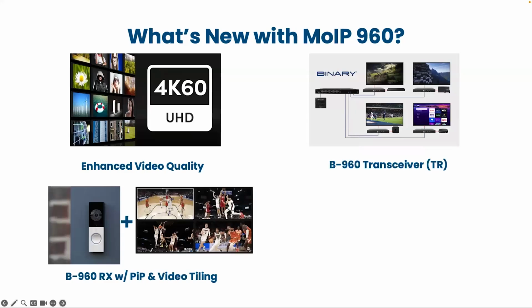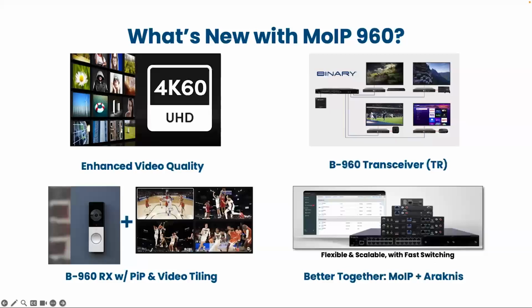And then the 960 receiver unlocks picture-in-picture for Luma and Chime camera feeds, while video tiling enables the user to view up to 16 streams on a single display. And then when paired with an Arachnus 920 switch, setup is simple thanks to easy configuration in Oversee. Once the MoIP controller and endpoints are connected, with a couple of clicks, the 920 switch can auto-configure IGMP, ACL rules, and query settings to ensure that the switch is configured correctly to support the MoIP system.